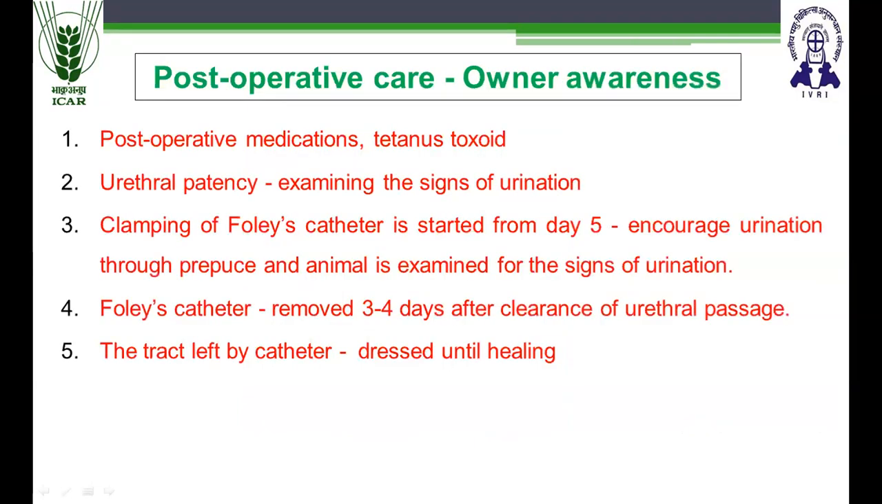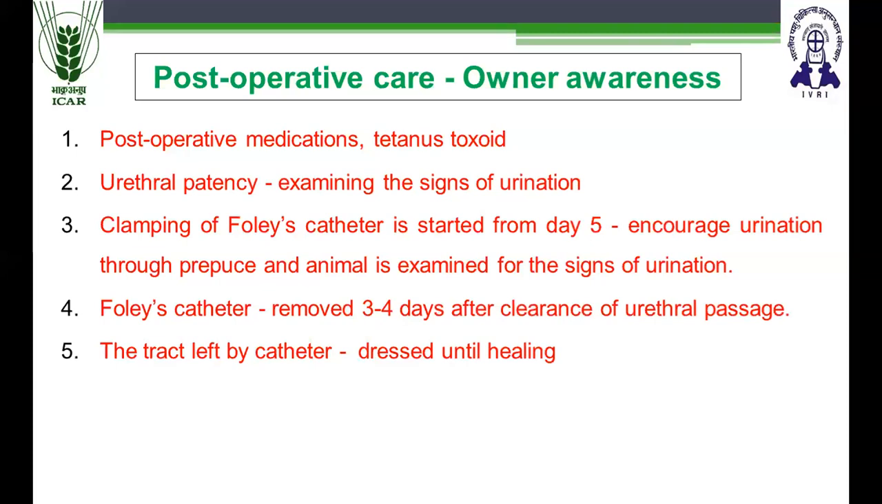Surgery is one aspect. But as far as tube cystostomy is concerned, the most important aspect is post-operative care. That too done by the owner. So after surgery, the owner should be clearly made aware of the post-operative care. So post-operative medications: the antibiotic has to be given for 7 to 10 days, analgesic has to be given for 7 days, and in all ruminants we have to give tetanus, especially sheep and goat, as they are more prone. And the urethral patency is assessed by examining the signs of urination. So the owner should continuously monitor whether the animal is urinating through the normal orifice.